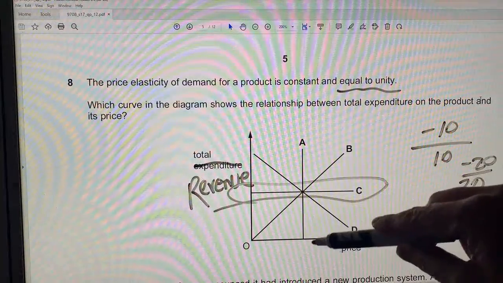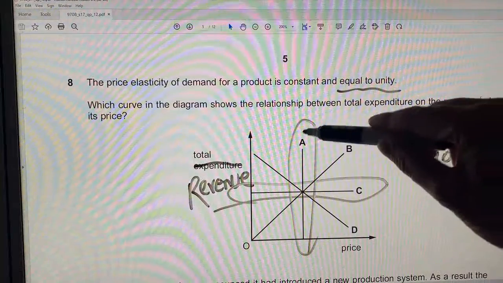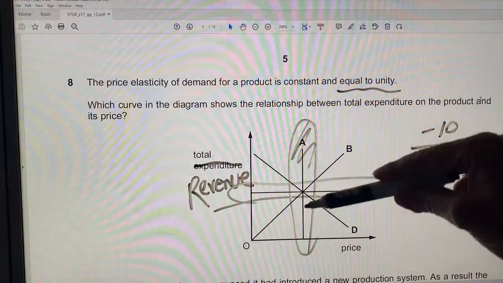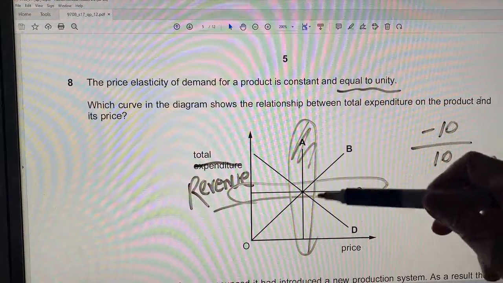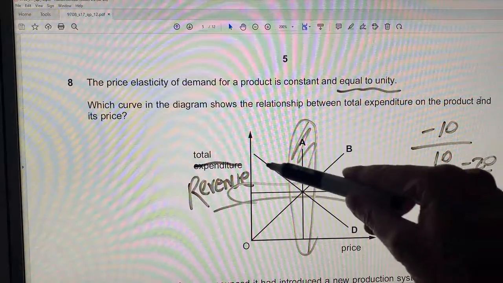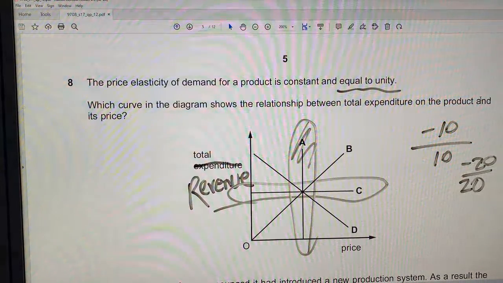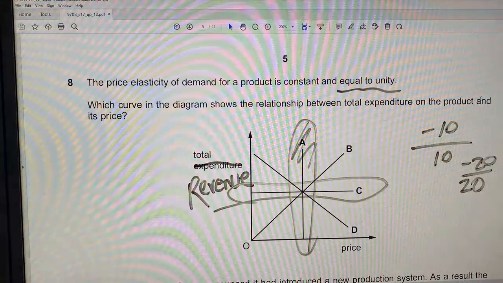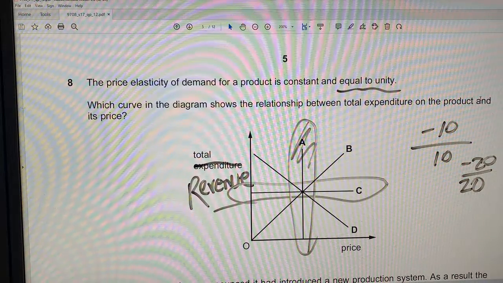For here, the total expenditure, it can't be A, because if the price increases, the total expenditure will continue to increase. If it's D, total expenditure will decrease. And for B, it will increase. So answer for 8 must be C.